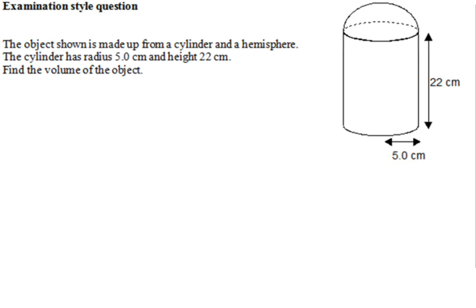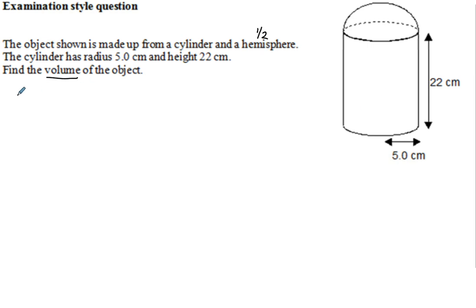The object shown is made up from a cylinder and a hemisphere. So I just put half of a sphere there. The cylinder has radius 5 and height 22. Find the volume of the object. So you can see it's going to be the volume of the hemisphere plus the volume of the cylinder.